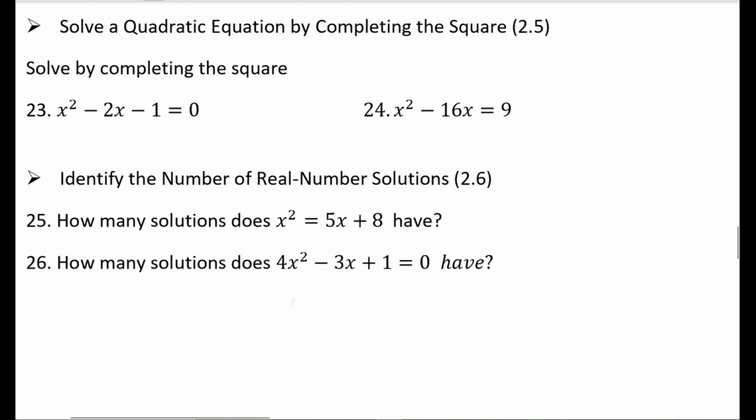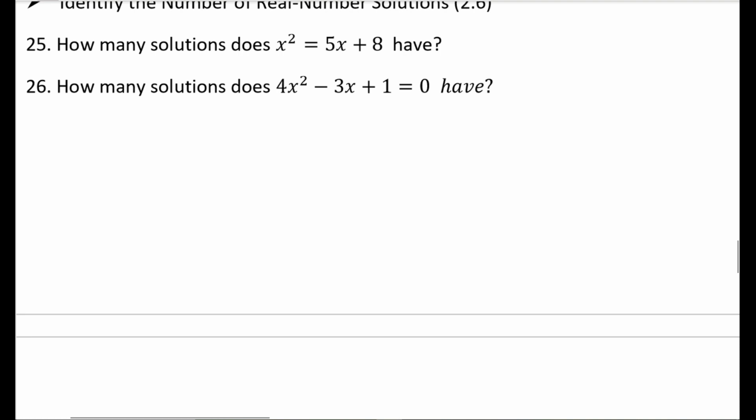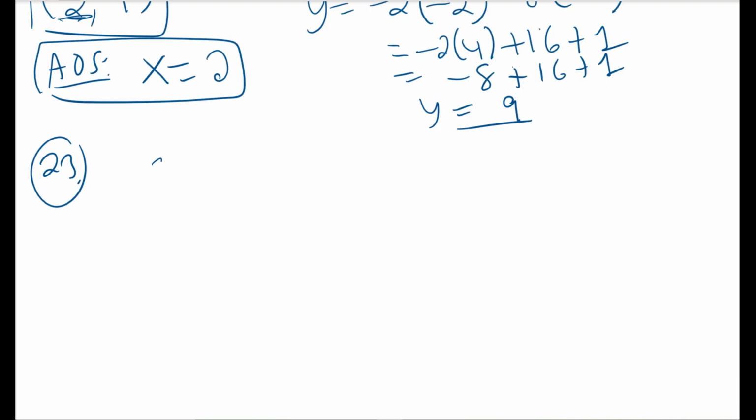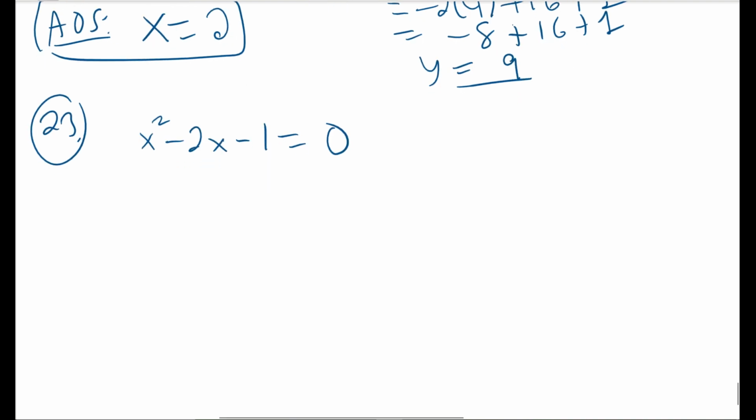All right, so moving on to number 23, we have completing the square. All right, so we want to complete the square for x squared minus 2x minus 1 equals 0. So let's go over completing the square. All right, so if we want to complete the square, first step is to move the constants over to the other side. So move the 1 over to the other side. Get all the x's on one side. So that's how you complete the square. That's the first step.